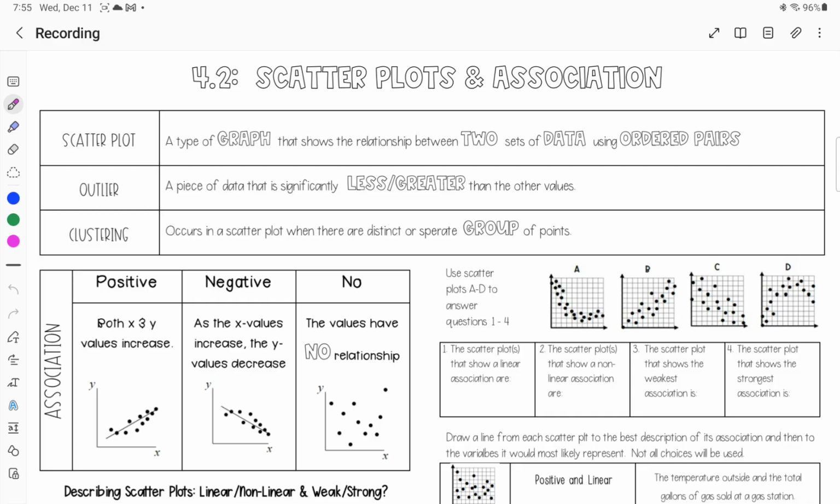about two different groups. So our outlier is a piece of data that is significantly less or greater than the value. So we talked about an outlier. It's this one, or sometimes there's two outliers, but it's a piece of data that lies outside the majority of our other groupings. And then a clustering is where there's a group of them together.